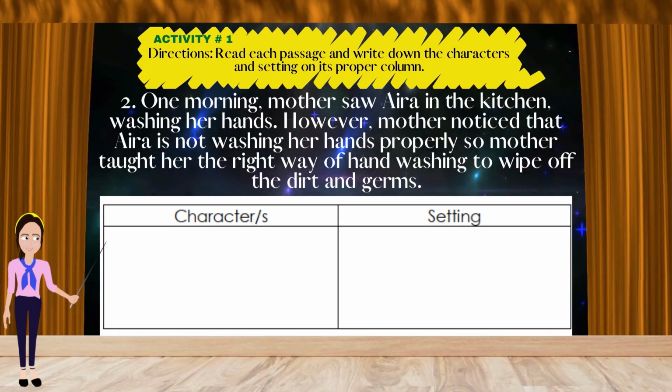Number 2. One morning, Mother saw Ira in the kitchen, washing her hands. However, Mother noticed that Ira is not washing her hands properly, so Mother taught her the right way of hand washing to wipe off the dirt and germs.